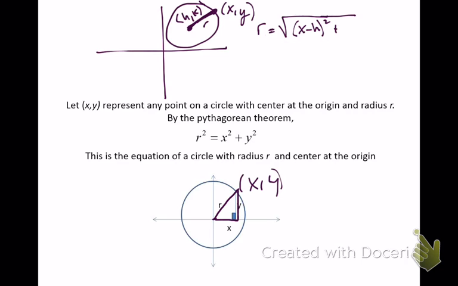Subtract the y's, square that difference, and take the square root. Now, we can clean this up a little bit if we square both sides of this equation. And when we do, we get r squared equals (x minus h) squared plus (y minus k) squared. And that is your standard form of the equation of a circle.